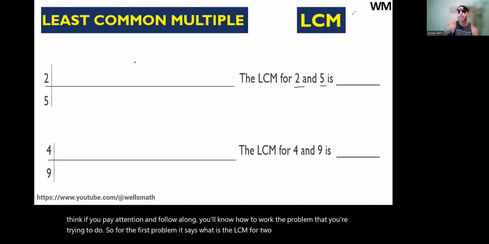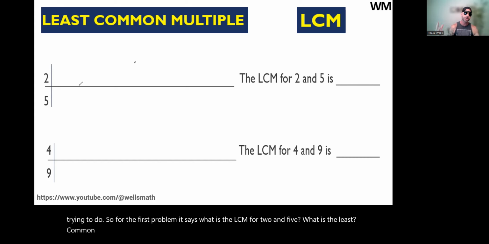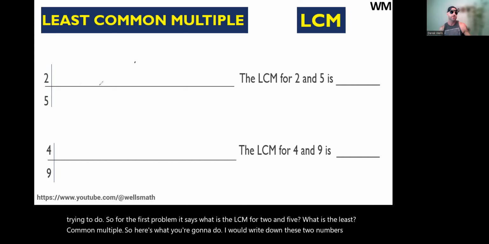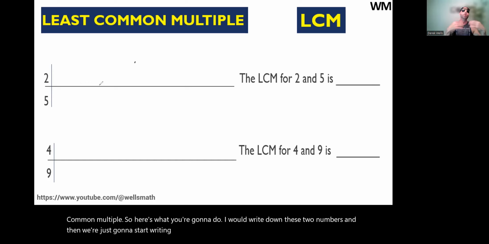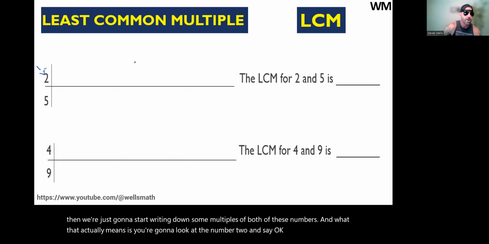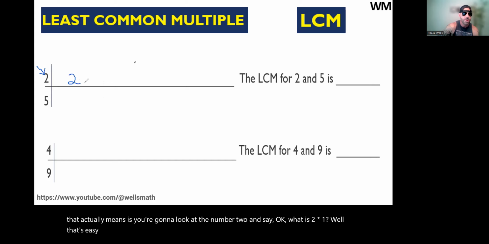What is the least common multiple? So here's what you're going to do. I would write down these two numbers, and then we're just going to start writing down some multiples of both of these numbers. And what that actually means is you're going to look at the number 2 and say, okay, what is 2 times 1? Well, that's easy. That's 2. What is 2 times 2? Well, that's 4. 2 times 3 is 6.